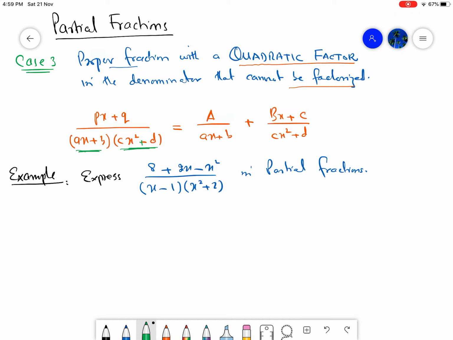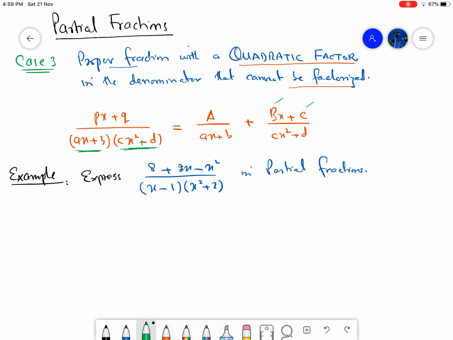So this is important to remember that when there is a quadratic factor in the denominator, at the top there are two variables B and C such that Bx and then C is without x. So B is with x and C is without x. So this is the general form of this type of fraction where one factor is a quadratic factor.